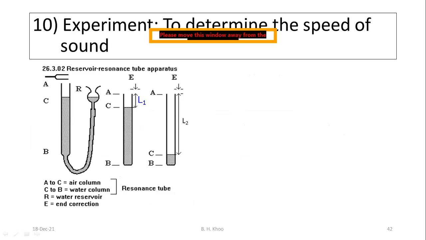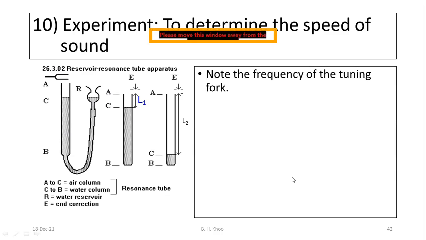Experiment to determine the speed of sound. We can use a burette or we can use a tube. Here's a burette, used to study pressure difference. There's your reservoir. We can use a tuning fork where we know the frequency. Note the frequency of the tuning fork.